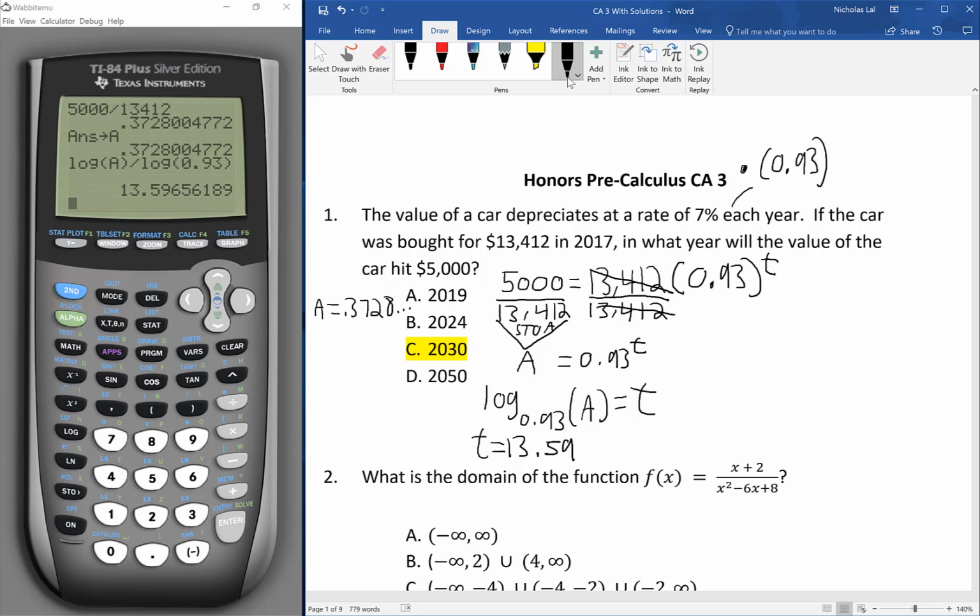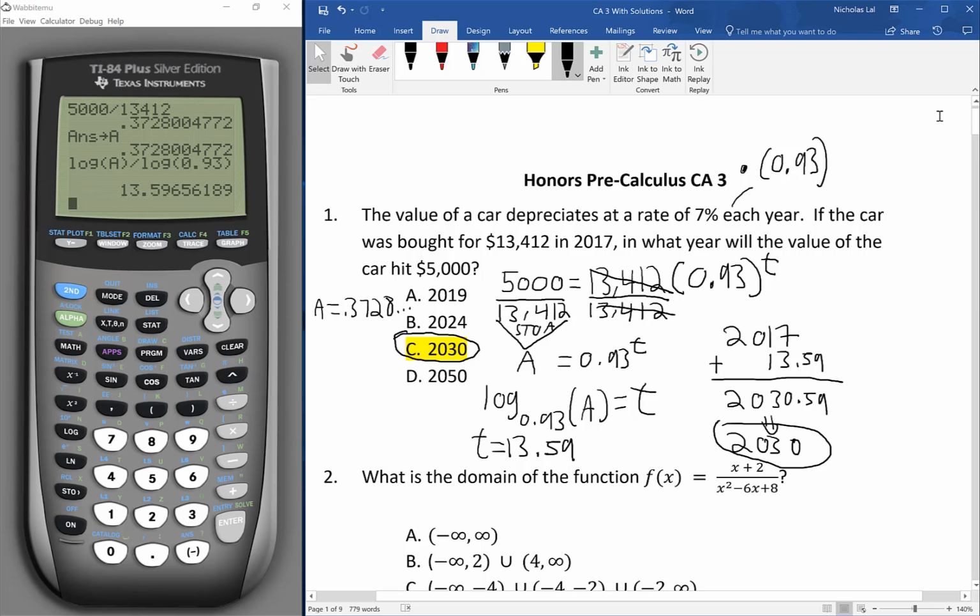And so to find out in what year will the value of the car hit 5,000, if it takes 13.59 years for the car to hit 5,000, we start in 2017, then we add 13.59 years, and you're going to end up in the year 2030.59, which will simplify to 2030. So that is our answer, and our answer is C, 2030.